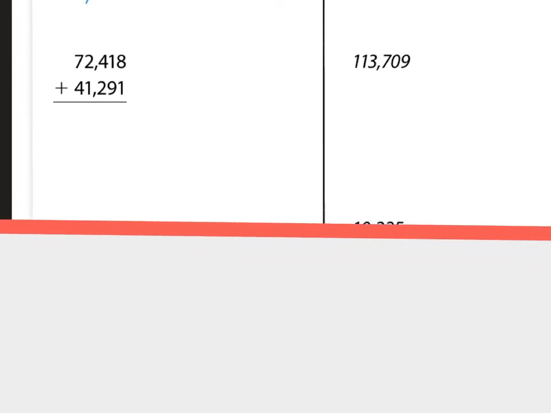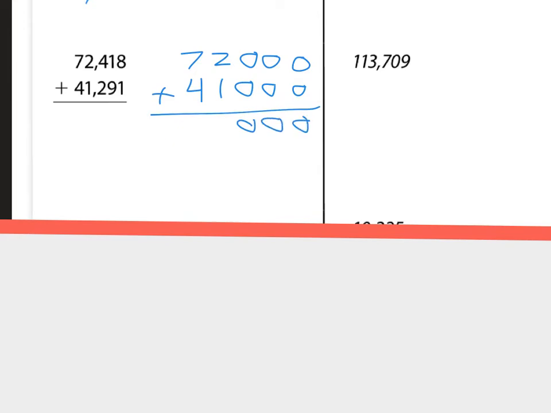72,418 rounded to the nearest thousands place would be 72,000, and 41,291 rounded to the nearest thousands place would be 41,000. So add those up. 0, 0, 0. My hundreds, tens, and ones. My thousands place would be a 3. My 10,000s place would be 11. 113,000 is very close to that number, so we are good to go.